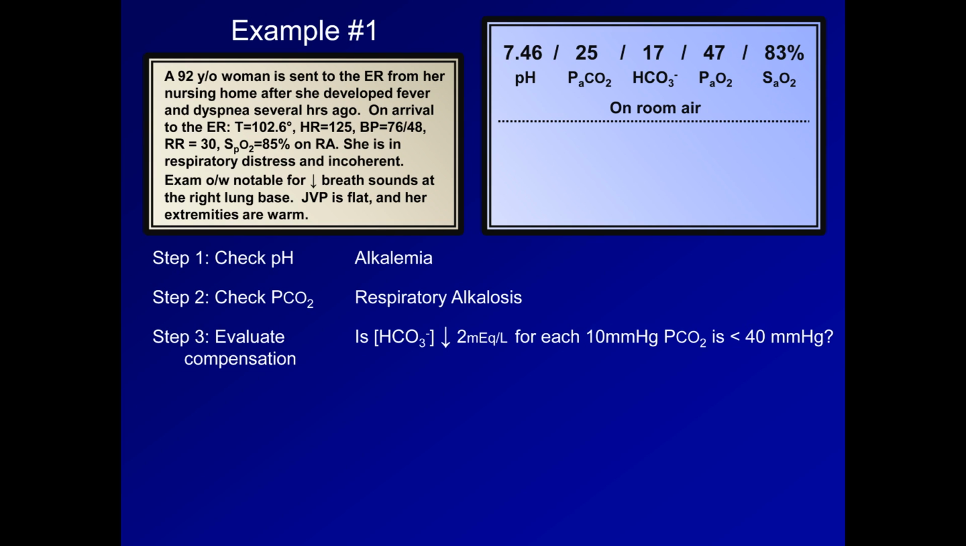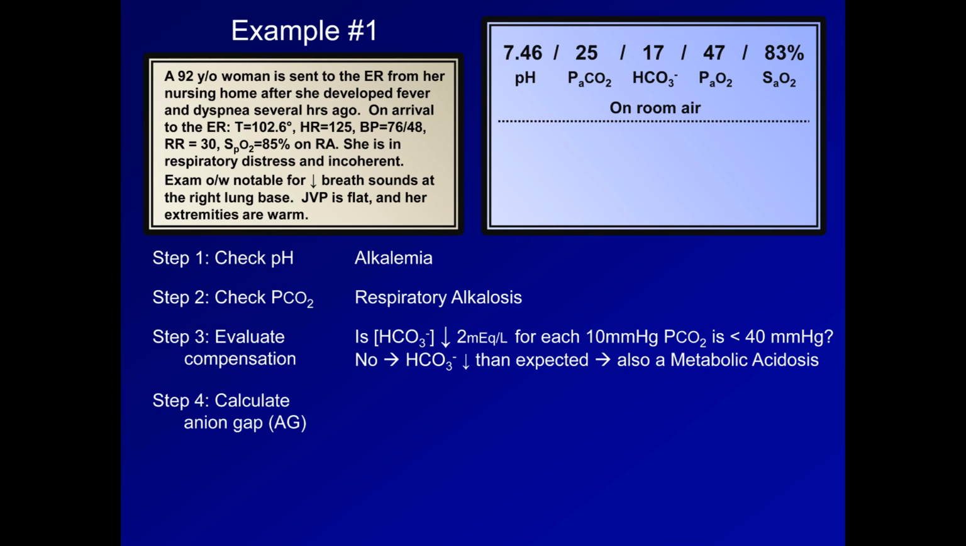And although there is no specific rule about how close the actual bicarb should come to the predicted, I think 17 seems just a tad too far from 21. So I would actually label this to be inappropriate compensation. Since the bicarb is lower than predicted, it suggests the presence of a concurrent metabolic acidosis. This metabolic acidosis is not compensation for the respiratory alkalosis, but is rather a separate primary process.